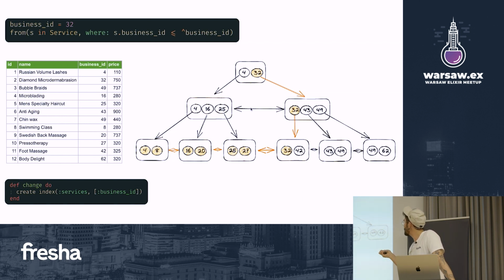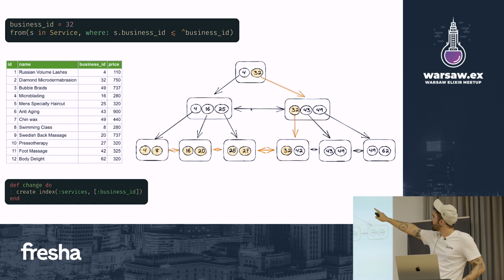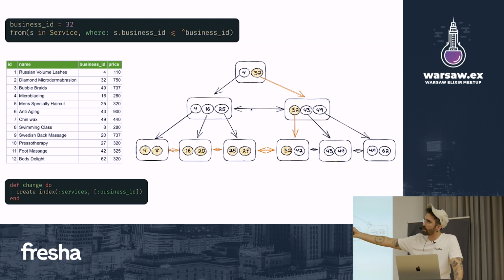When it gets to the leaf node, it checks if it found a match. Yes, it found a match for 32, and because this is less than or equal to the ID that you passed, it knows that it should look all the way to the left. If it were greater than or equal, it would go all the way to the right and just sweep the whole thing, because the leaves are linked not only by descendants, but bidirectionally between each other.